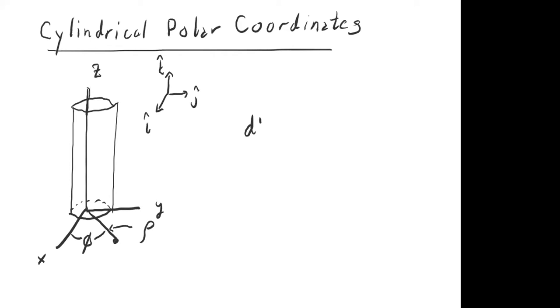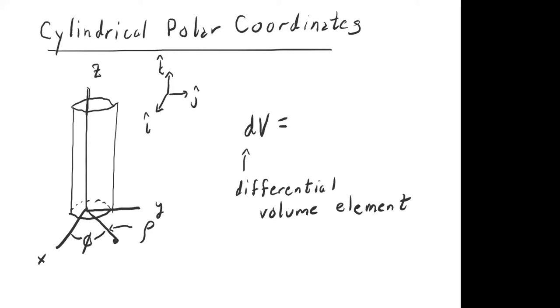We discussed last lecture that one of the most useful things in cylindrical polar coordinates is to recognize that there's a differential volume element, dV, and in cylindrical polar coordinates, it's rho d rho d phi dz. So a couple things about this expression. Does it make sense dimensionally? Yes. The left-hand side is clearly a volume.